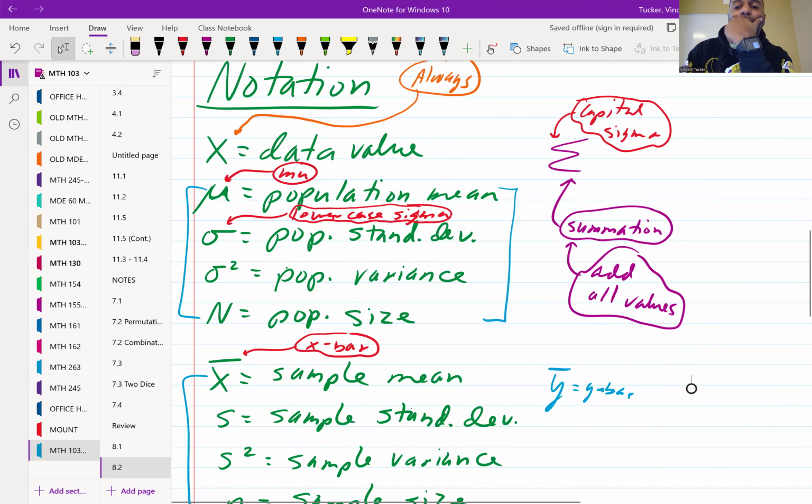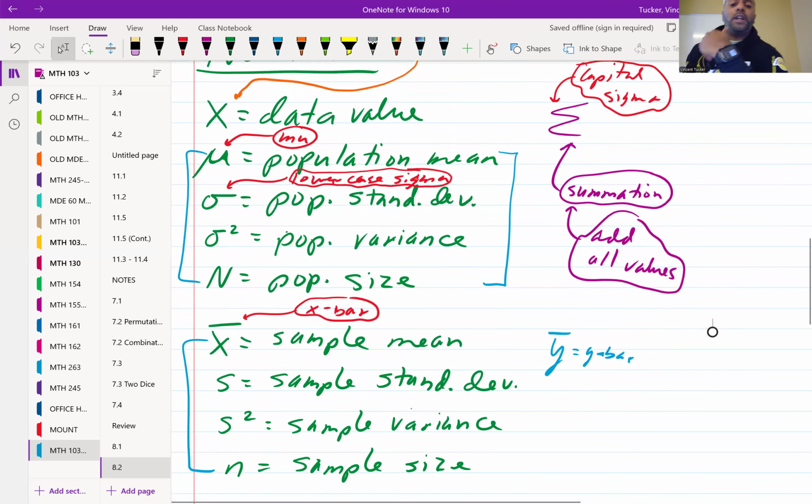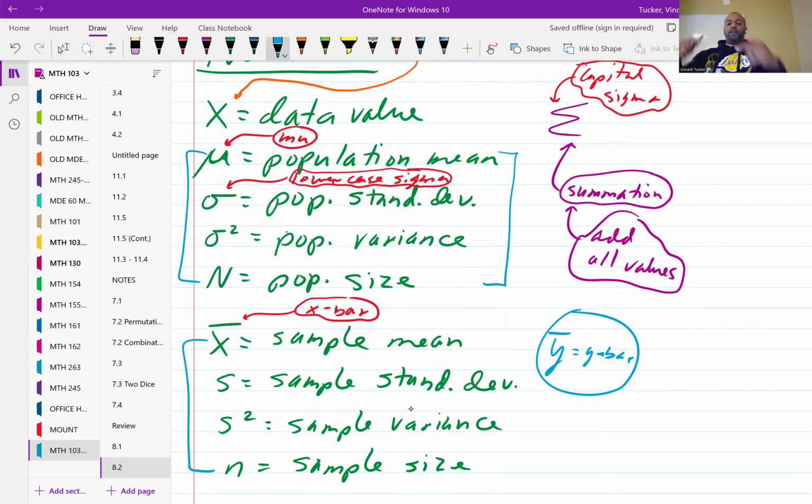Hold on to that word notation. All right, then our sample symbols: X bar. Any letter with that bar over top of it is just that letter bar. Like I wrote right here, if you have Y with the bar over it, that's just Y bar. So X bar represents your sample mean. Lowercase s represents your sample standard deviation. Lowercase s squared is your sample variance. And then lowercase n is your sample size.